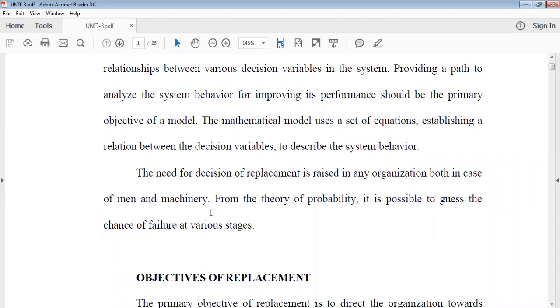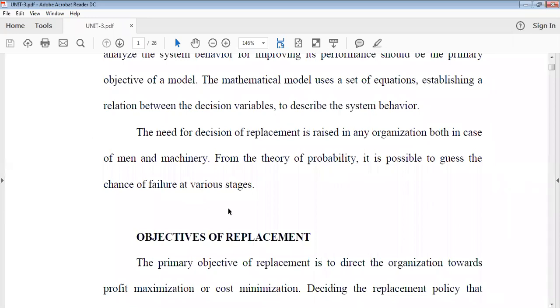In case of men and machinery also, from the theory of probability, it is possible to guess the chance of failure at various stages. Suppose in a factory, I told you replacement of bulbs. In the first week, there are 15 bulbs failure. In the next week, 30 bulbs failure. And you have replaced immediately because they are less quantity.